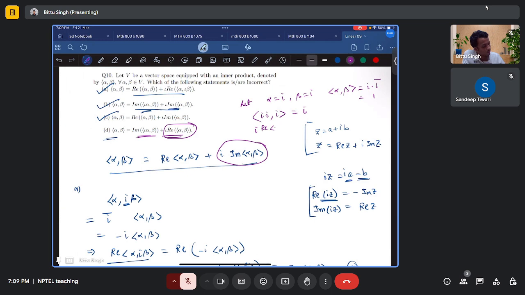So real of alpha beta means real of I comma I, which is again the inner product of I comma I, which is actually 1. So this is again I. We can see that the sum of those two things is actually 2I, but it is actually 1. So those are not the same. So this is incorrect, since those two are not the same.